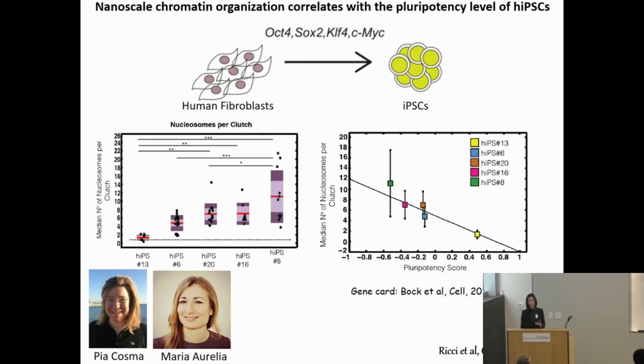What you see here on the x-axis is the pluripotency score, and on the y-axis is clutch size. And I hope you can appreciate this inverse correlation between clutch size and the level of pluripotency. So the more pluripotent a clone is, the smaller are the nucleosome clutches, corresponding to a more open state of chromatin. And again, this goes in line with stem cells having a more hyperdynamic, more open chromatin state, which we're here capturing quantitatively as the size of these nucleosome clutches.